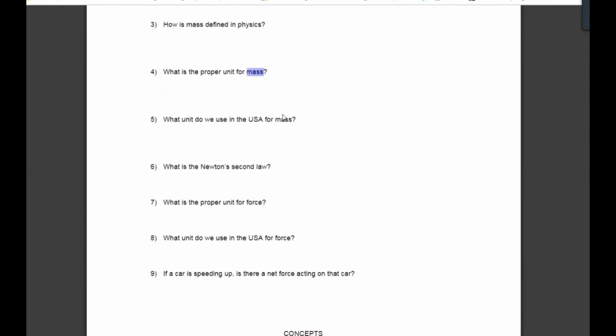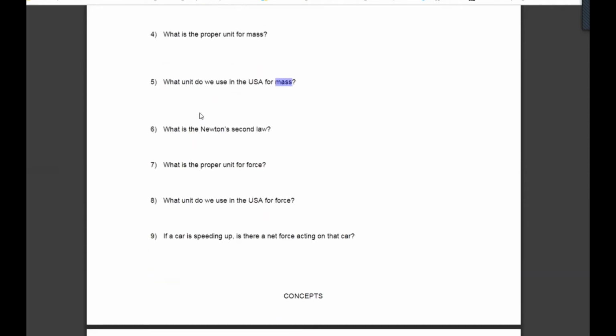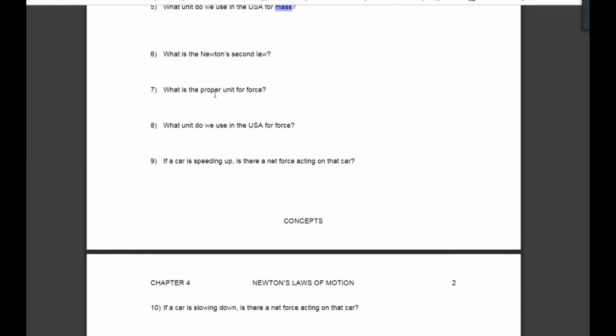The proper unit is kg, or kilograms. In the United States, we use pounds. The conversion factor is something you can get from the formula sheet. So 1 kilogram is going to be 2.2 pounds.